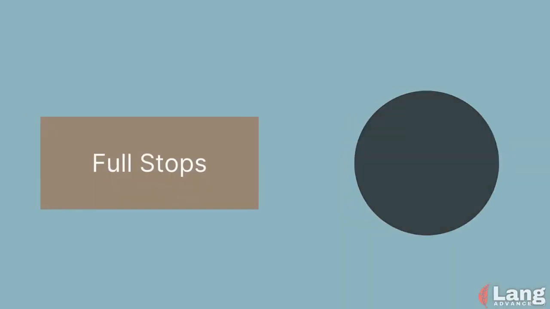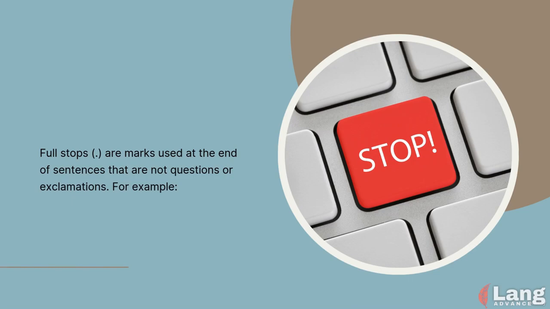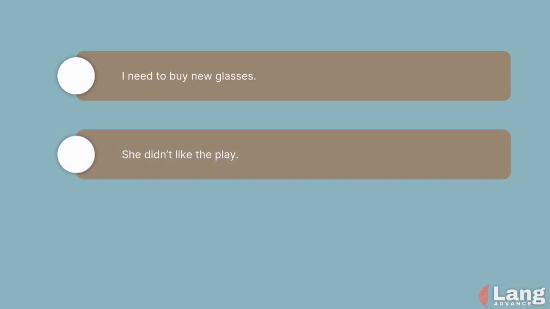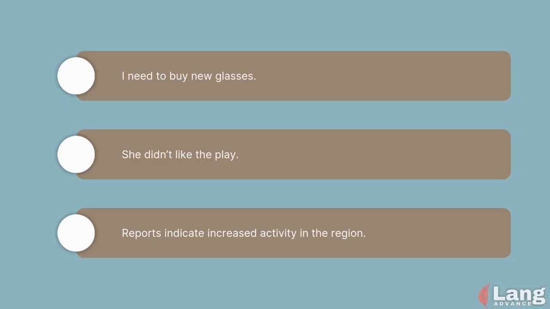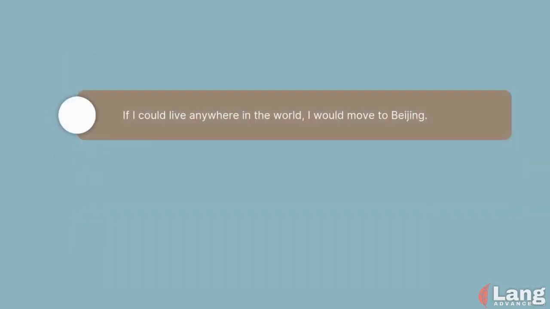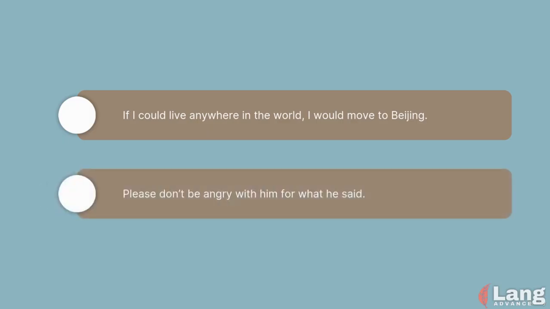Full stop. A full stop is a mark used at the end of sentences that are not questions or exclamations. For example, I need to buy new glasses. Full stop. She didn't like the play. Full stop. Reports indicate increased activity in the region. Full stop. If I could live anywhere in the world, I would move to Beijing. Full stop. Please don't be angry with him for what he said. Full stop.